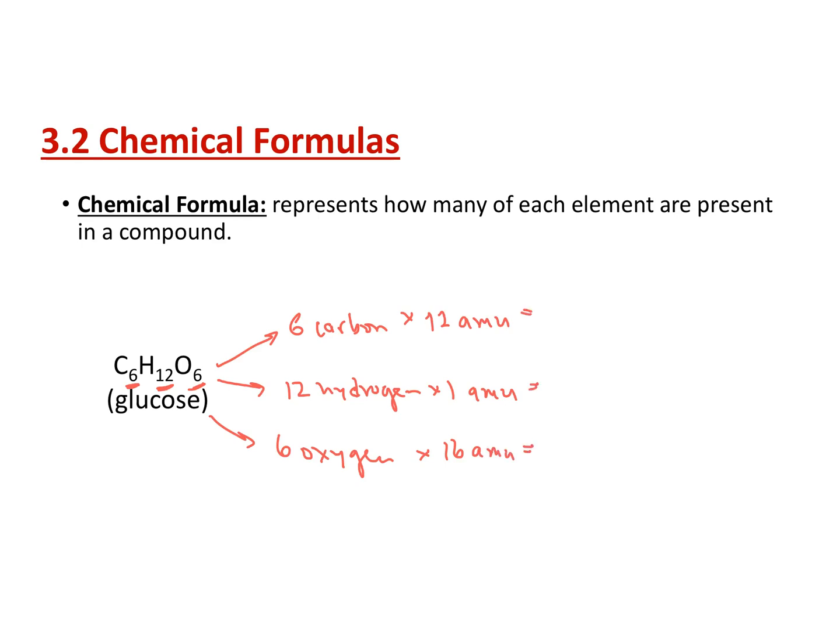So we can break down this chemical formula into 6 carbons, 12 AMU each, for a total of 72 AMU from carbon, 12 AMU from hydrogen, and 96 AMU from oxygen. And we can add that all up to get our total weight of approximately 180 atomic mass units for the whole molecule of glucose.